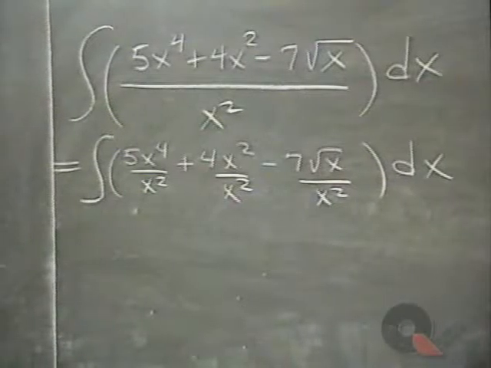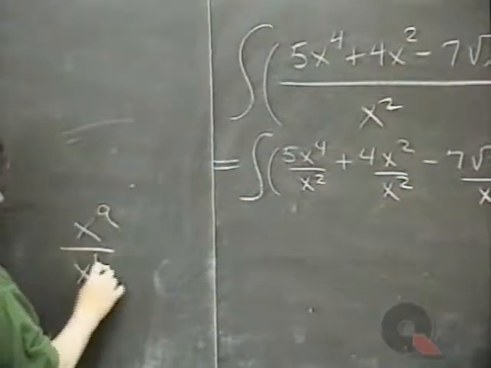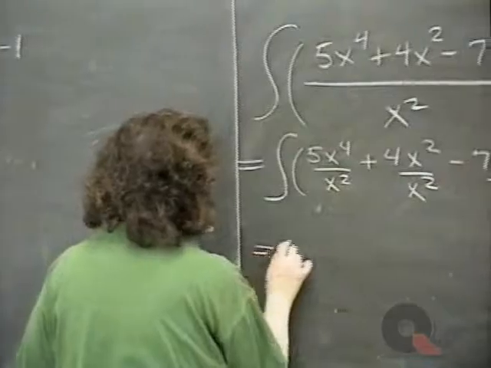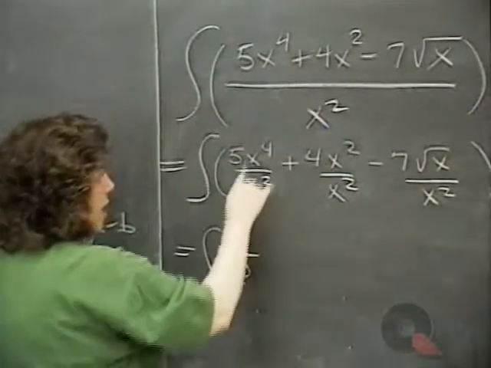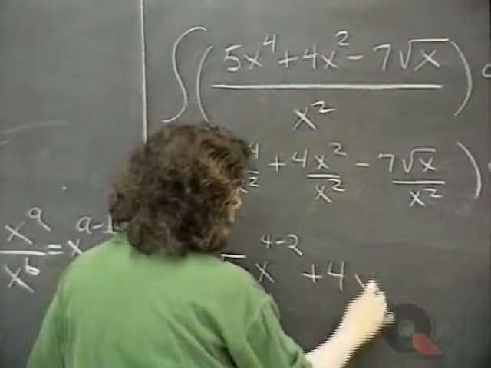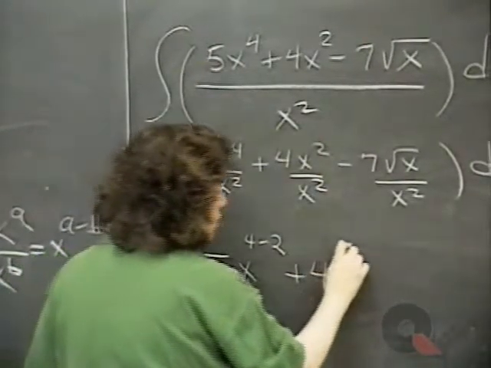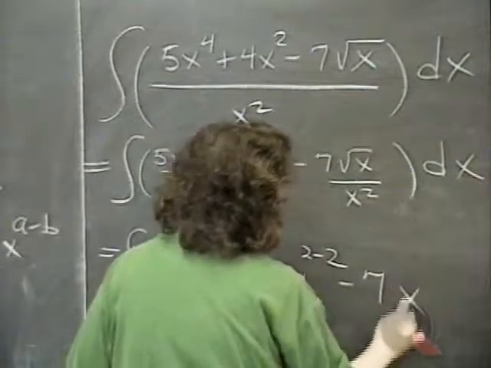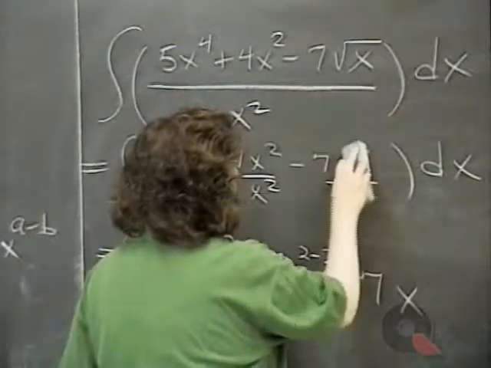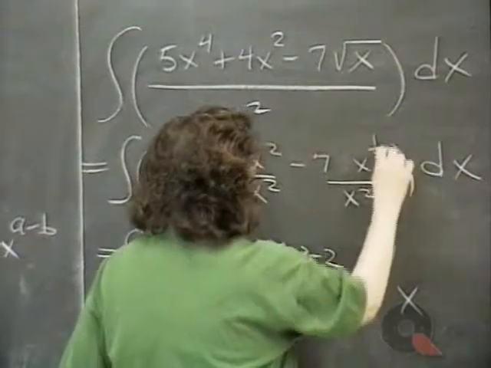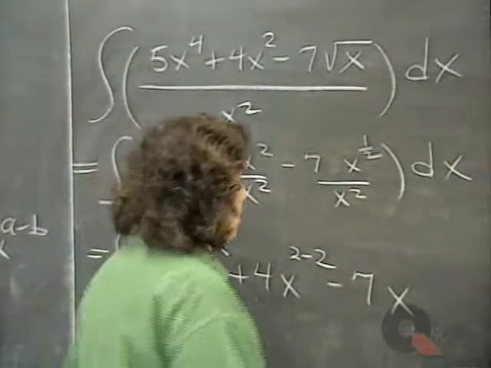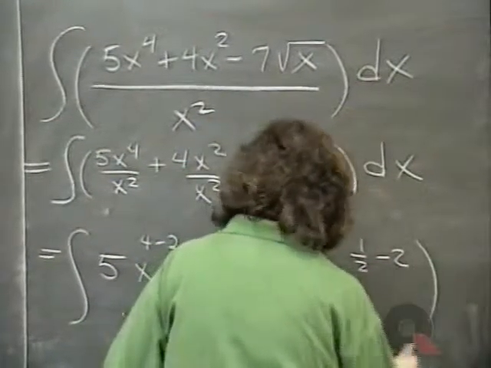Now, let's make use of the fact that x to the a over x to the b is x to the a minus b, one of our rules of exponents. So 5, x to the a over x to the b is x to the a minus b. It's x to the 4 minus 2 plus 4. x to the a over x to the b is x to the a minus b, 2 minus 2 minus 7. You may say, how is that x to the a? The square root of x is really x to the 1/2 power. So I rewrote the square root of x as x to the 1/2 power. So now it's 7 x to the a over x to the b. So once again, x to the a minus b.